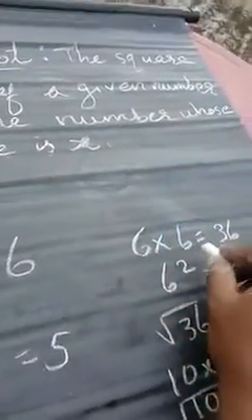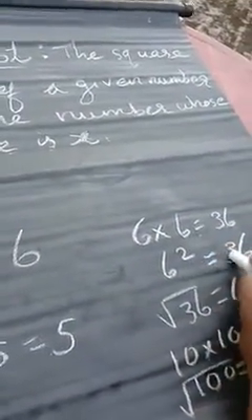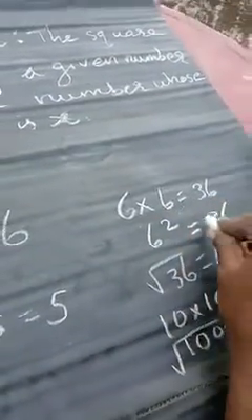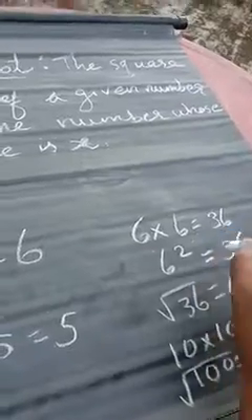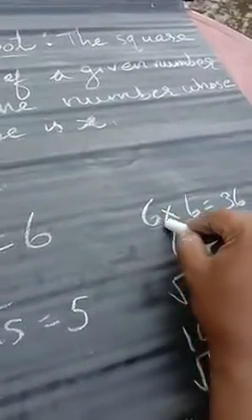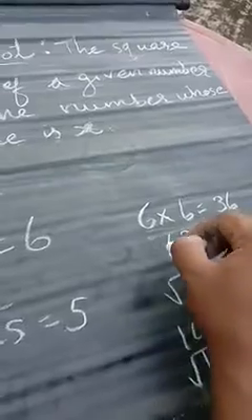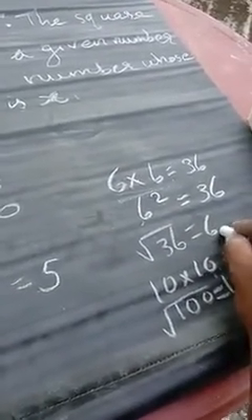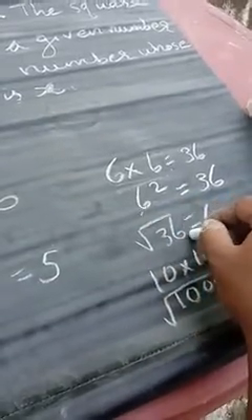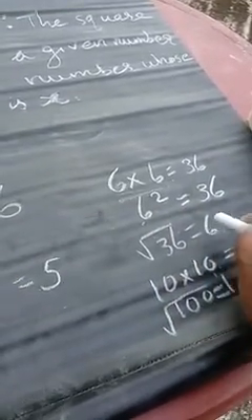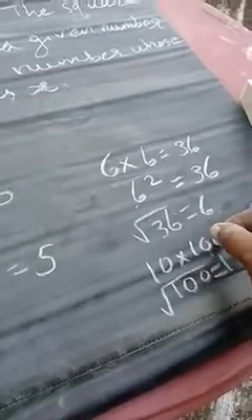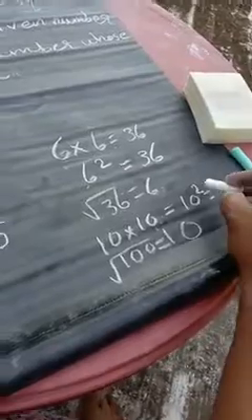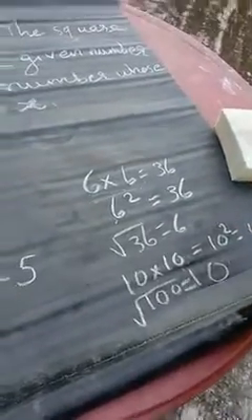In the same way, 6 into 6 is 6 square, that is 36. So root 36 is 6. 6 multiplied by 6 itself, so 6 square is 36. The square root of 36 is 6. And 10 into 10 we know is 10 square, that is 100, and root 100 is 10.